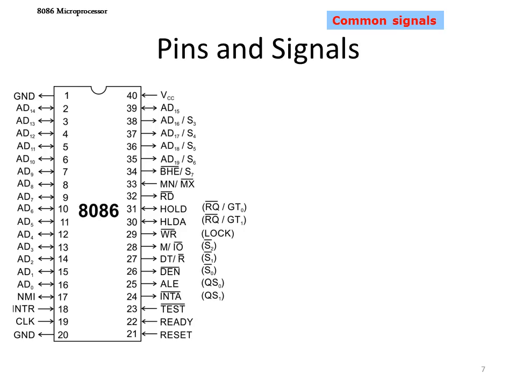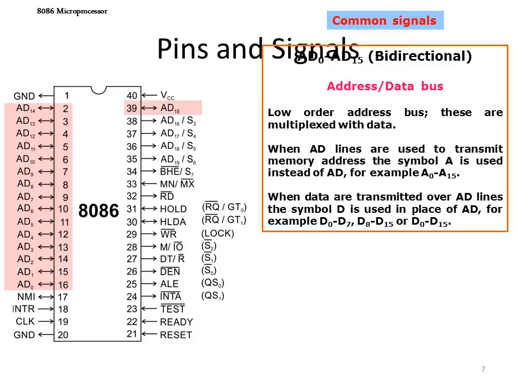Coming to the pins, this is the pin diagram of the 8086 microprocessor, which is a 40 pin IC. It has three sets of pins: signals which are common in both modes, that is maximum and minimum, signals that have special functionalities in minimum mode, and signals that have special functionalities in maximum mode.